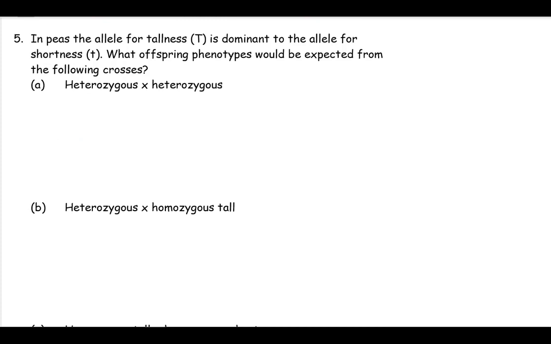Then pause it here and see if you can complete these crosses and just check your answers off. And set it out like this. So the phenotype, genotype, then the gametes, and then work out the Punnett square. And then finally, give the offspring ratio of tall to short.